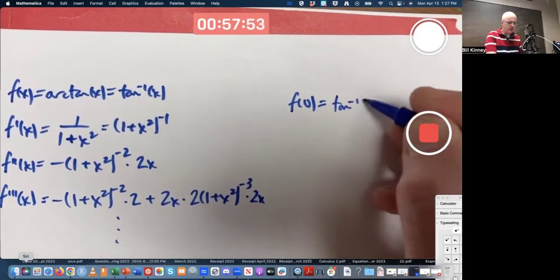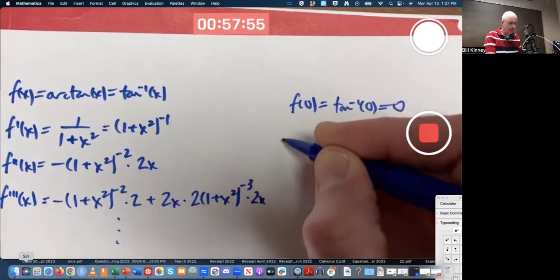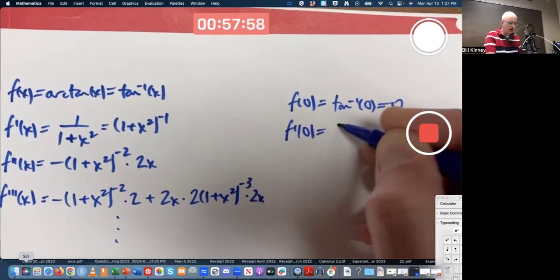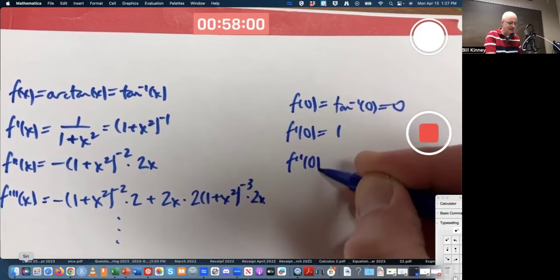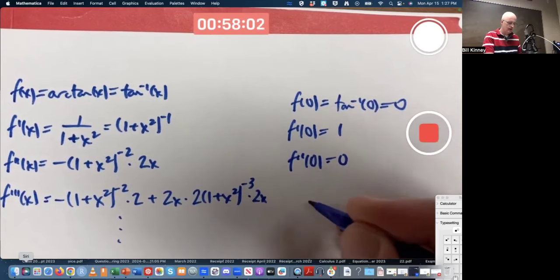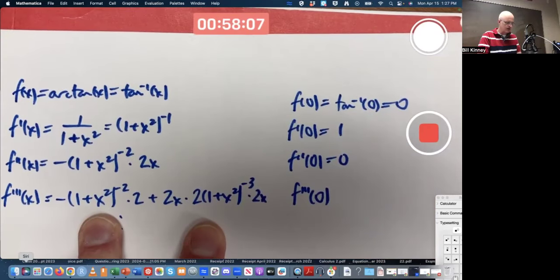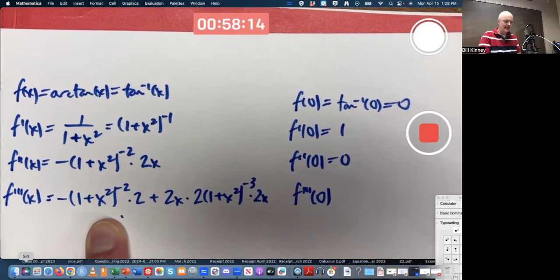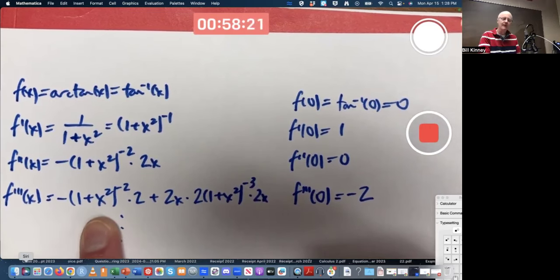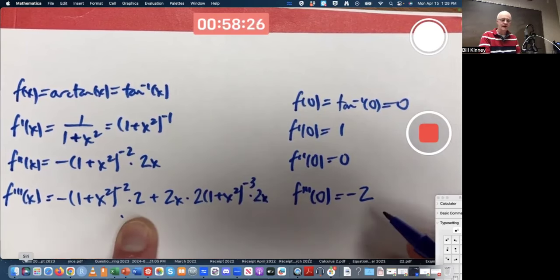Inverse tangent of 0, I hope you remember, is 0. F prime of 0 is 1. F double prime of 0 is back to 0. F triple prime of 0 is not 0 because the first term does not become 0 when x is 0. The first term there, that one, is -2 when x is 0. You get a 1 to the -2, which is 1. Put a negative sign in front of it, get -1 times 2 is -2, etc.